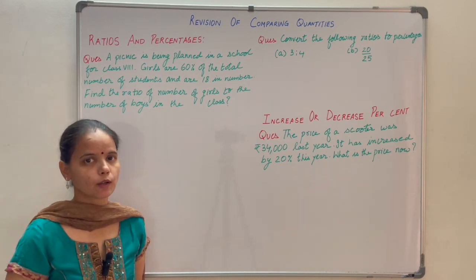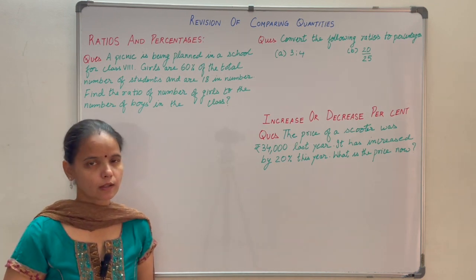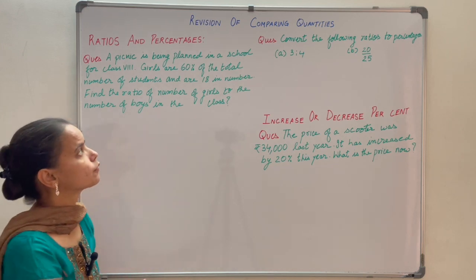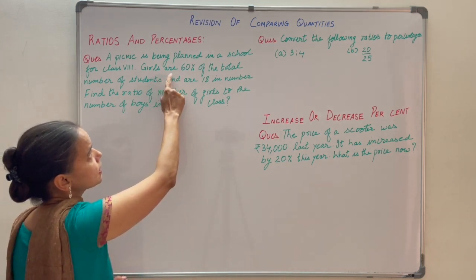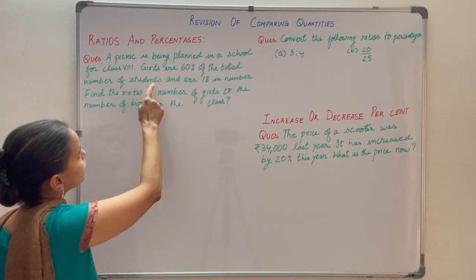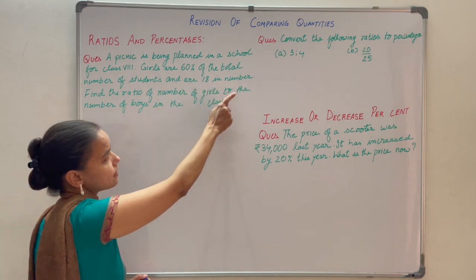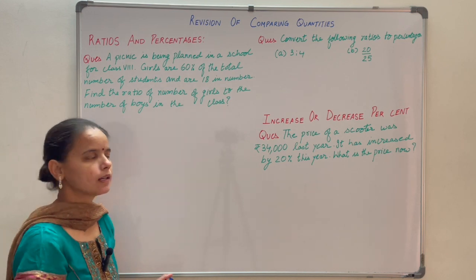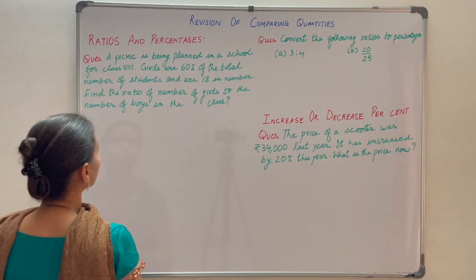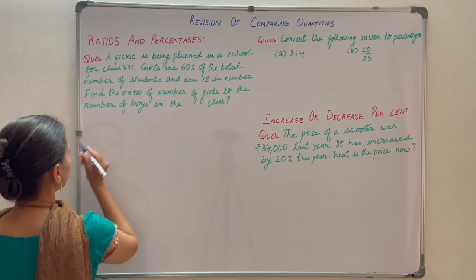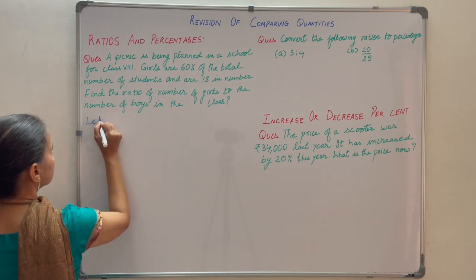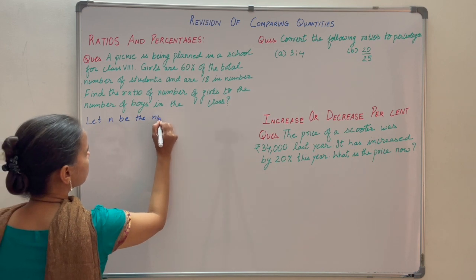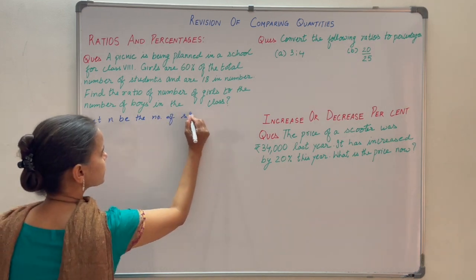How are you going to find out? Here the total number of students is not given. So you need to first calculate that. How are you going to calculate that? From this sentence, it says girls are 60% of total number of students and are 18 in number. So using this, we are going to frame a linear equation. Let us assume, let the number of students be n.